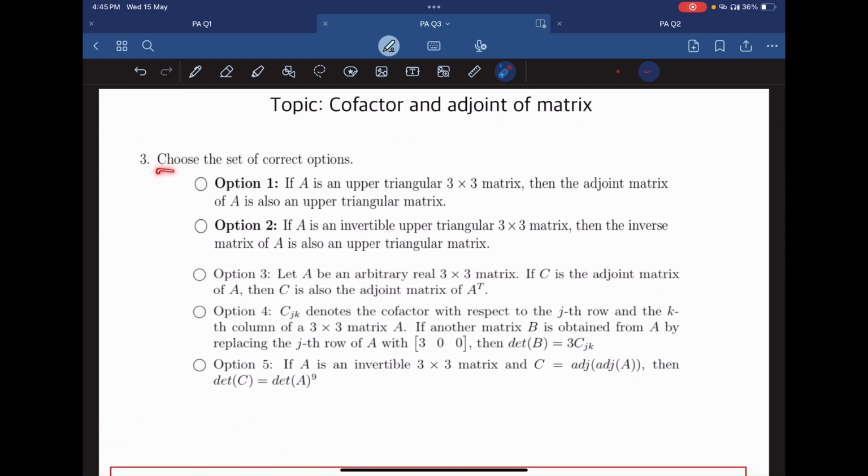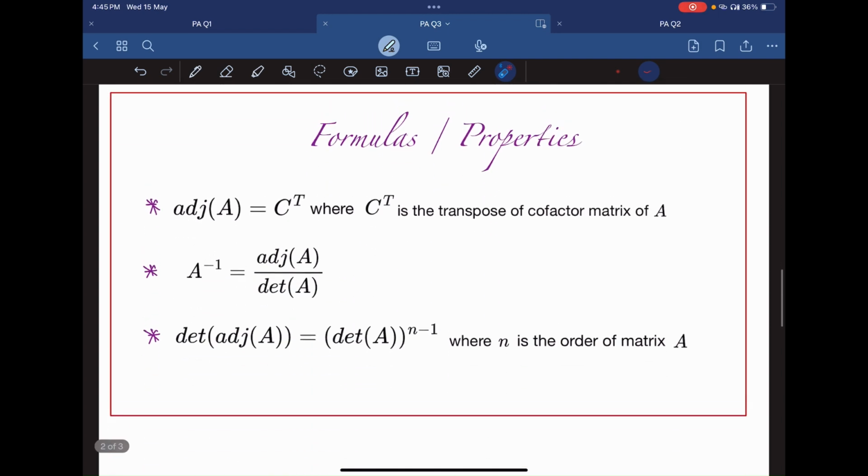So question 3 says choose the set of correct options. For checking the correctness of these options, we will be using some formulas and properties of adjoint and cofactor of matrices, and we'll either try to disprove them or prove them using these properties and formulas. So let's see how we are going to use them by checking each option one by one.